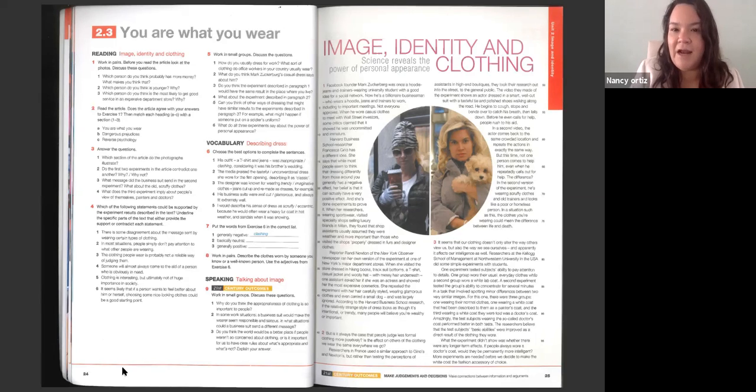Let's first read the article and see if you were mistaken or if you were correct. Okay. The unit is called Image, Identity, and Clothing. All right. So let's divide this in paragraphs.